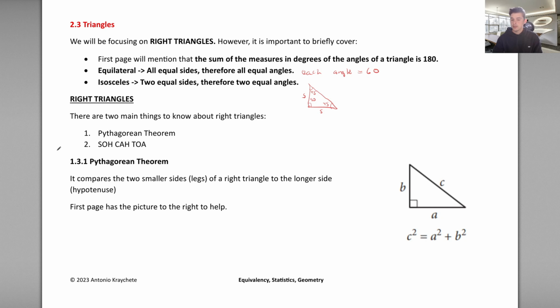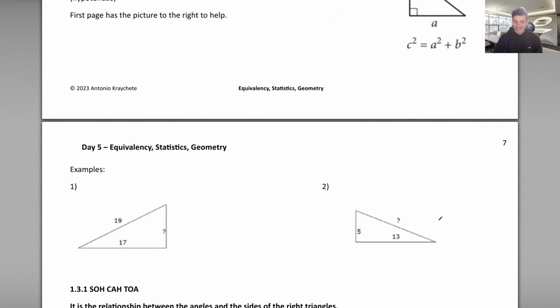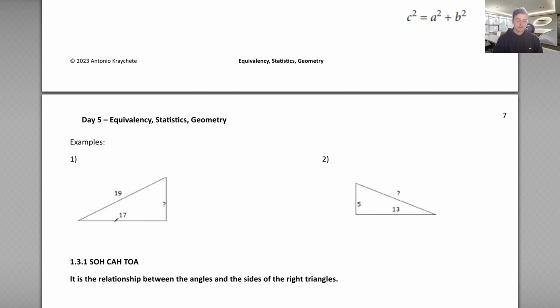So that's pretty much everything on the Pythagorean theorem. If you have a missing leg in a right triangle, you can use the Pythagorean theorem. If you have a missing hypotenuse, you can use the Pythagorean theorem. So pretty much that's it. So let's do it here.